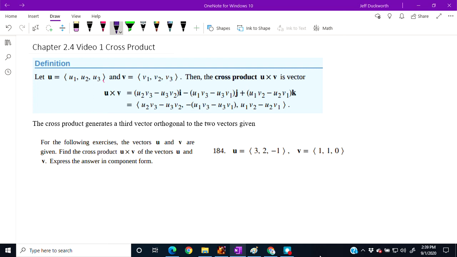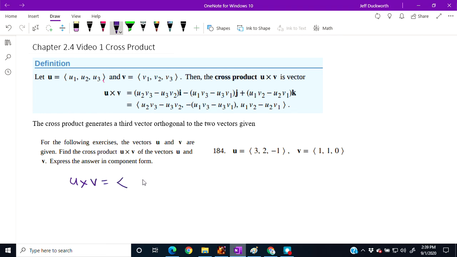All right, so in order to illustrate how this formula works, I'm going to do a problem from the homework, page 184. So we're given two vectors, and we're looking for the cross product of the vectors in component form. All right, so we're just going to use this formula here. So U cross V.